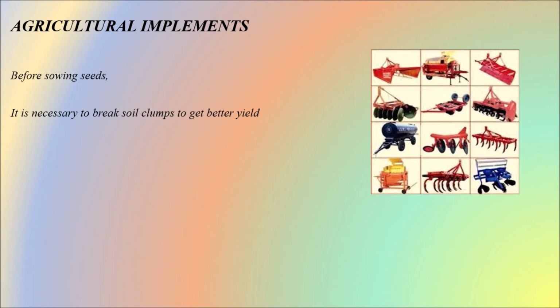In my previous class, I discussed leveling of the soil and breaking or loosening the soil. When the soil is loosened using a plow or hoe, it becomes clumps or crumbs. It is necessary to break the soil clumps so that we get a better yield. And how is this done? This is done with the help of various tools.